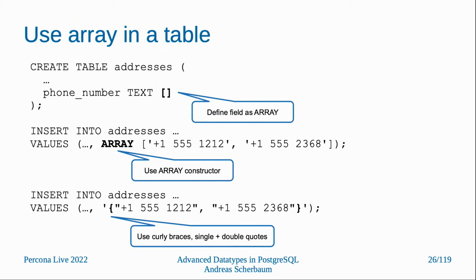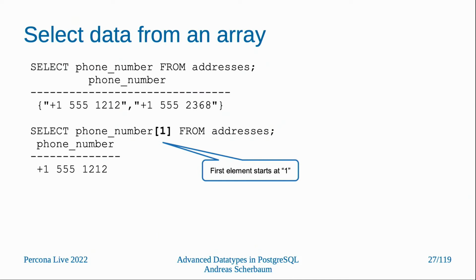Arrays were very, very often used before JSON came around. For a couple of years now everyone has been moving to JSON, but you will see arrays in other applications. So here I define a text field as an array. I just add the brackets here. I can use an array constructor or curly braces. Both ways work. You can create an array and insert two or multiple values into one single field.